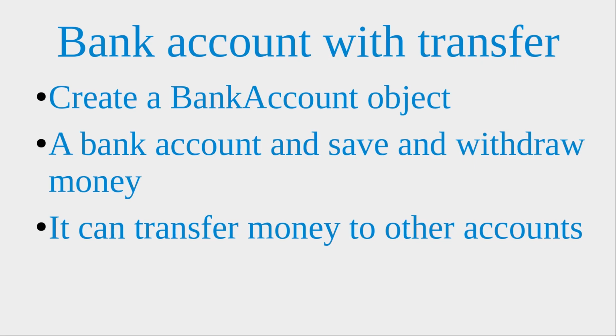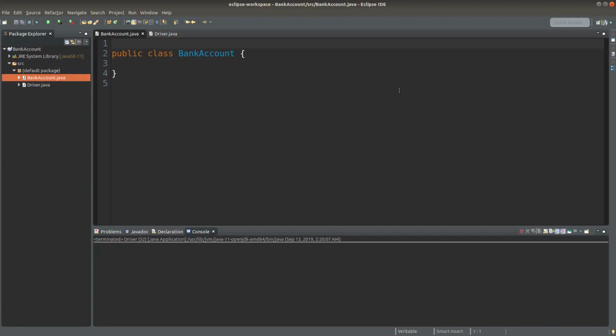In this section, I'm going to set up a bank account with the capability of handling transfer of money between two clients. First, I would create a bank account object, and from that bank account, I can save and withdraw money from this account. And when I have two bank accounts, I can tell the bank account to transfer money to other accounts. Okay, let us see the implementation of the bank account class first.